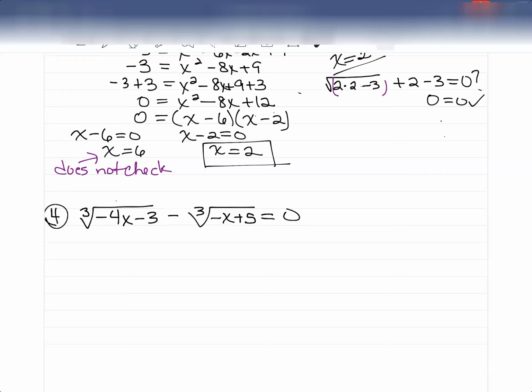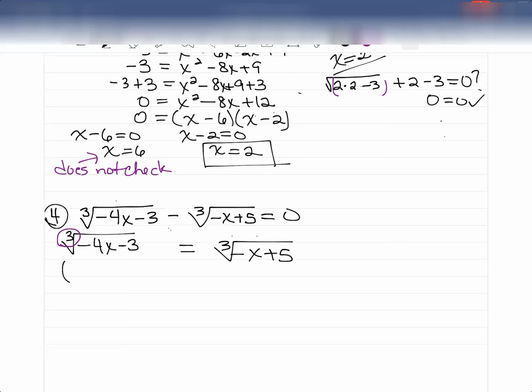So on this one, I can pick either one. But I'm going to make it easy on myself, and I'm going to keep the one that has the positive in front of it with no number here, and the one with the negative is the one I'm going to move. So when I move it to the other side, I'm adding it. If I add what's here, that'll move it from this side and it'll put it on the other side. So now I have the cube root of negative 4x minus 3 equals the cube root of negative x plus 5. My index is a 3.